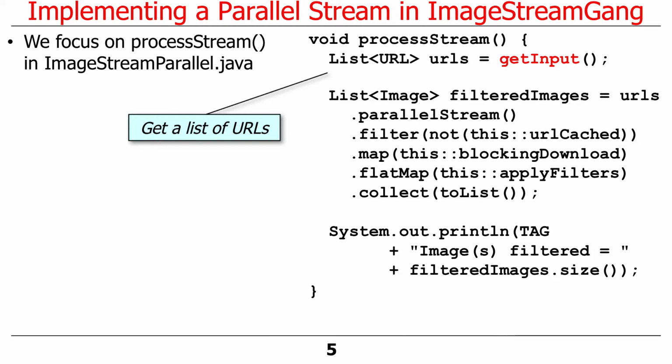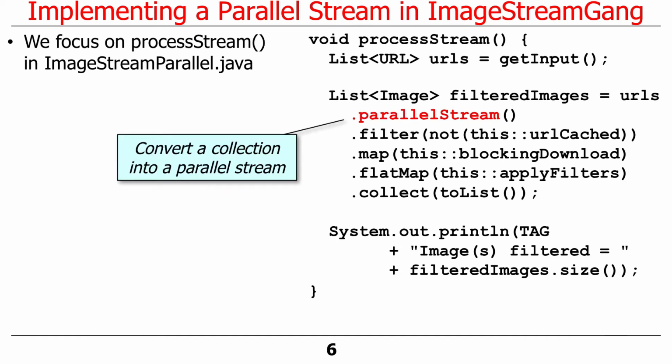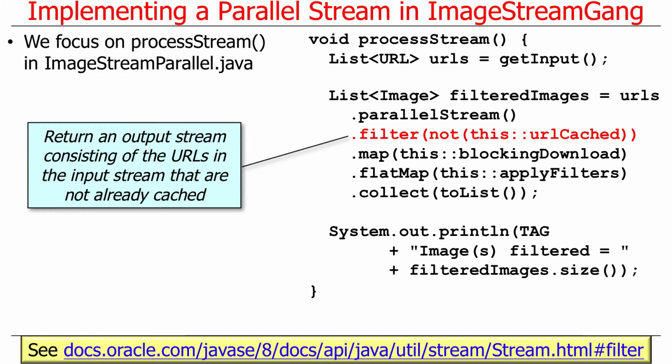So here we go ahead and make a method call. This is a hook method defined in the framework that will get the input, which in this case is going to be a list of URLs. So we get that input. We then convert that into a stream. Then we apply filter. This takes a stream of URLs as input, and it'll give you back a stream of URLs that have not already been downloaded, so the non-cached ones.